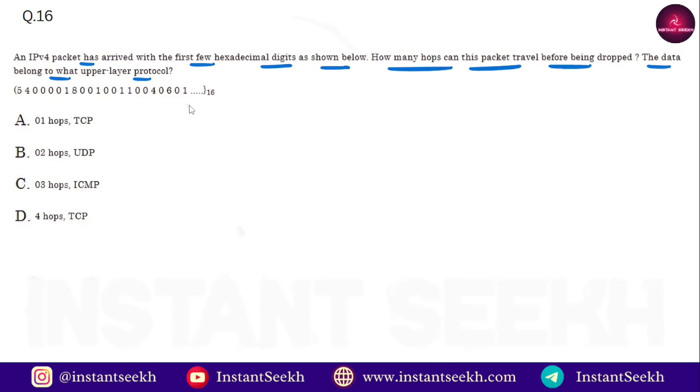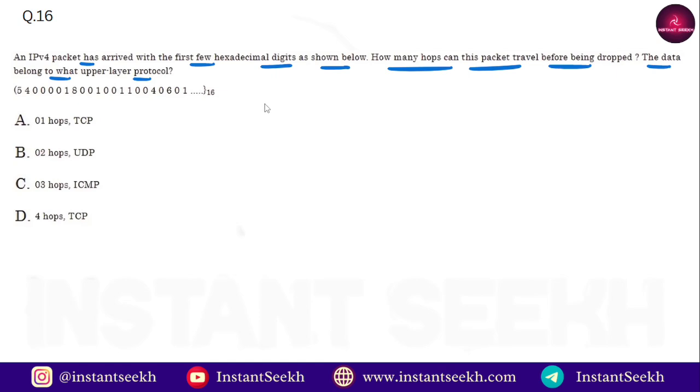If you see, the TTL is located at the 9th byte of the IPv4 header. In this provided sequence, the 9th and the 10th digits are 04. Again I am repeating, the TTL field is located in the 9th byte of an IPv4 header. So in this sequence, if you see the 9th and the 10th digits, those are 0 and 4.